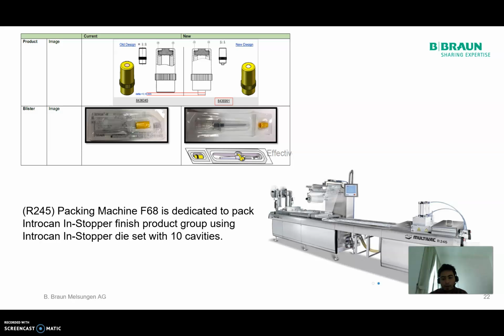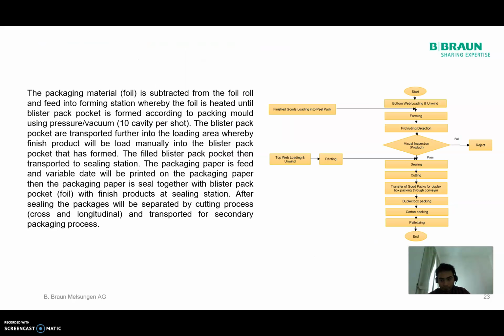This is our new replacement machine, changing from the F5 to the F68. Packing machine F68 is dedicated to packing Introcan Instopper finished product groups using an Introcan Instopper die set with 10 cavities. This is the process flow.